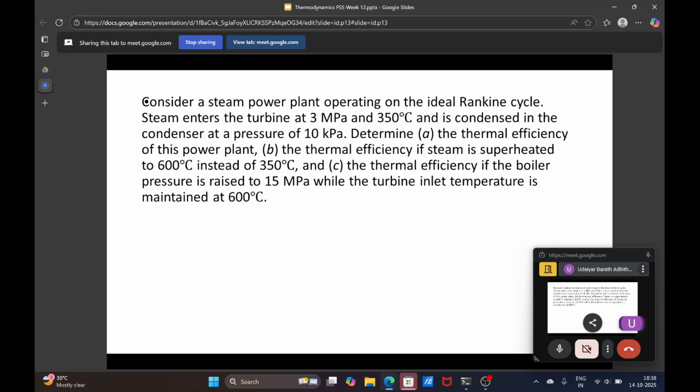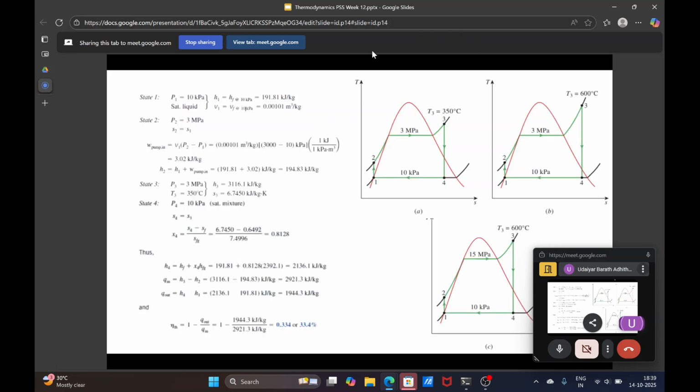So to start with, the first is a simple Rankine cycle which we are seeing, operating between 3 megapascal and 10 kilopascal, and your temperature at the inlet to the turbine is 350 degrees. That's the data which is being given. So if you draw a TS diagram, this is what you get.